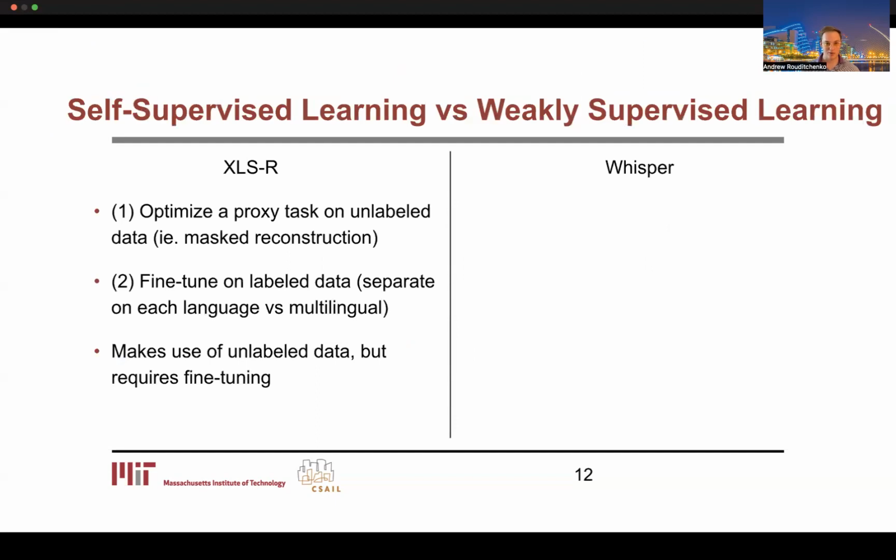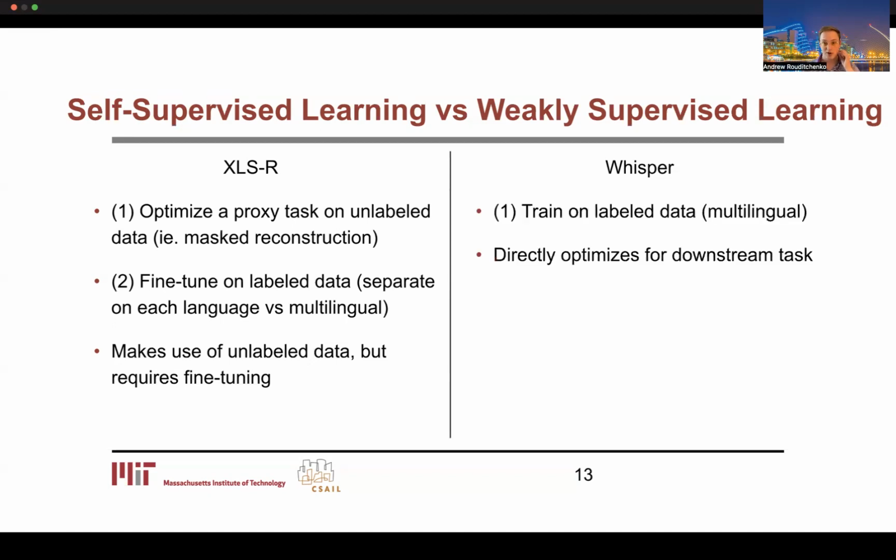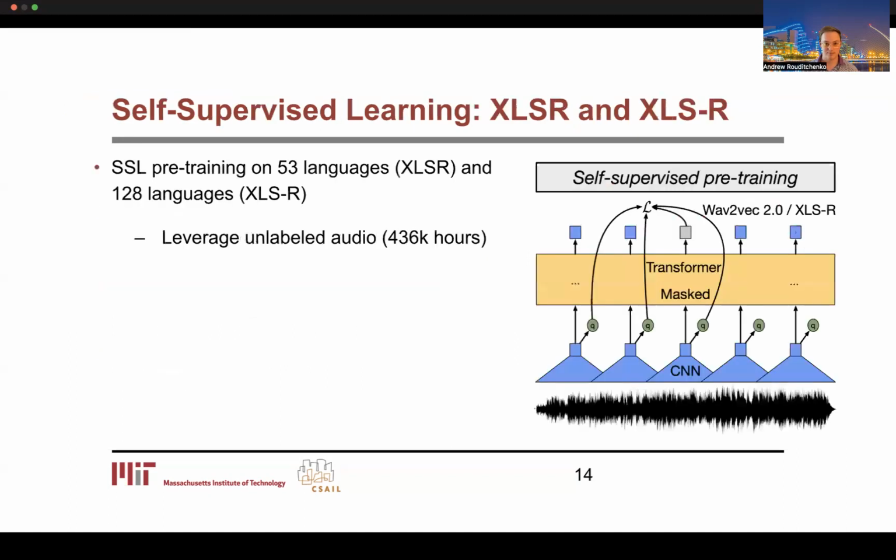XLSR follows a self-supervised learning strategy where it first optimizes a proxy task on unlabeled data, for example, mask reconstruction, and then it fine-tunes on labeled data. And it can be fine-tuned separately on each language or in a multilingual fashion where we fine-tune on multiple languages at the same time. This makes use of unlabeled data, but it requires fine-tuning with potentially different hyperparameters on each data set. Whisper, on the other hand, just has a single step of being trained on labeled data in a multilingual fashion. This directly optimizes for the downstream task.